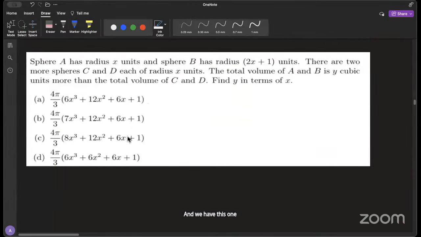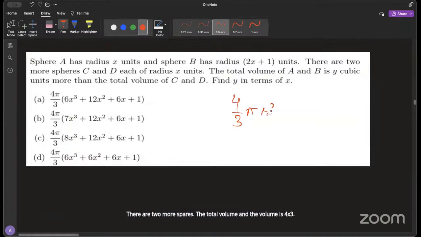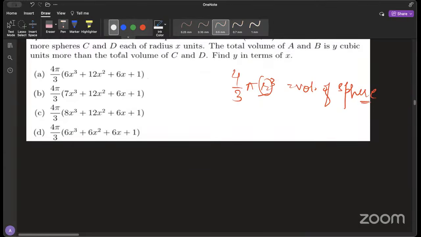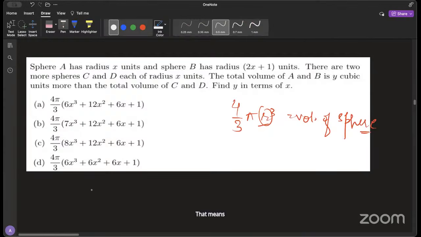This question says that you have two spheres and the radius, there are two more spheres. The total volume, and the volume is 4 by 3 pi r cube, if r is your radius. This is the volume of a sphere. So that means if you take volume of A, volume A has radius x, right? So let's first get the entire equation correct.